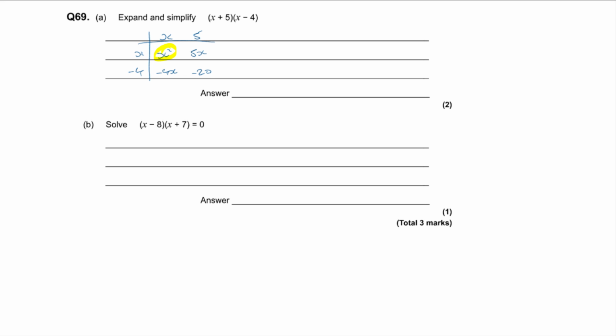What have I got? I've got a term in x squared. X squared. I've got 2 terms in x. 5x minus 4x, that's x. I've got a term minus 20 on the end. Minus 20.